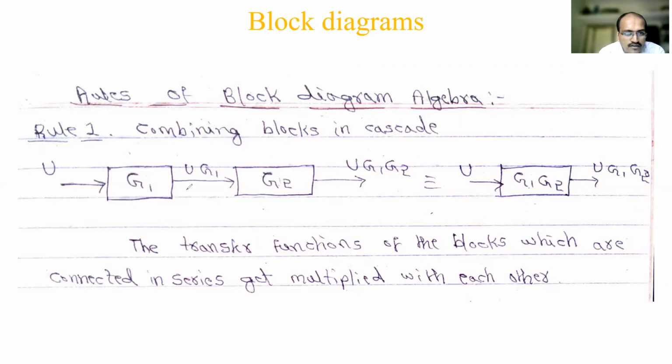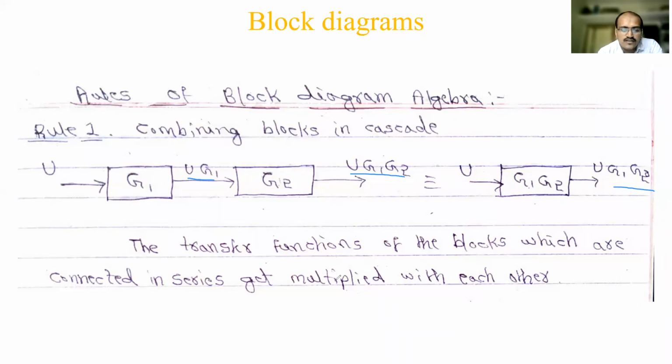So if you multiply, what is the output of this block? U into G1. Now this is given as input to the G2 block. So what will be the output? U, G1, G2. So this can be equivalent to this one, making two blocks into a single block. And what is the transfer function of that? Just the multiplication of the individual transfer functions, G1, G2. If you apply input U here, you'll get the same output. If this diagram and this diagram give the same result, then we can use that rule. The transfer functions of blocks connected in series get multiplied with each other. So this is the explanation for this picture.